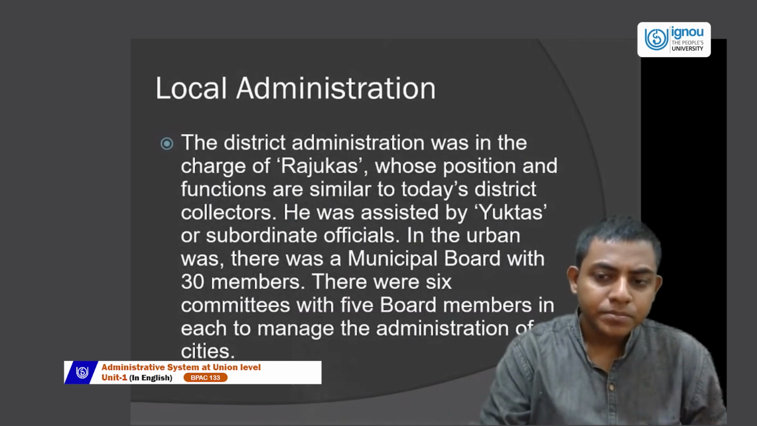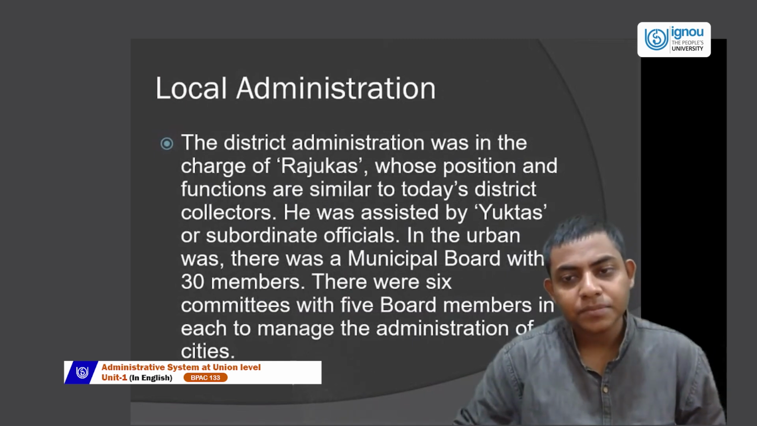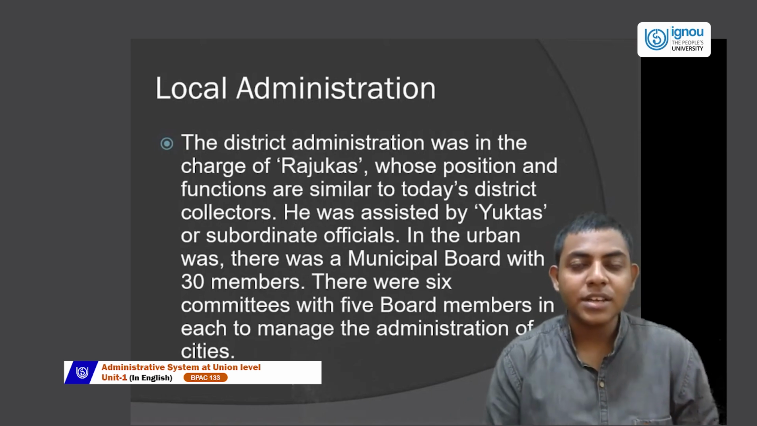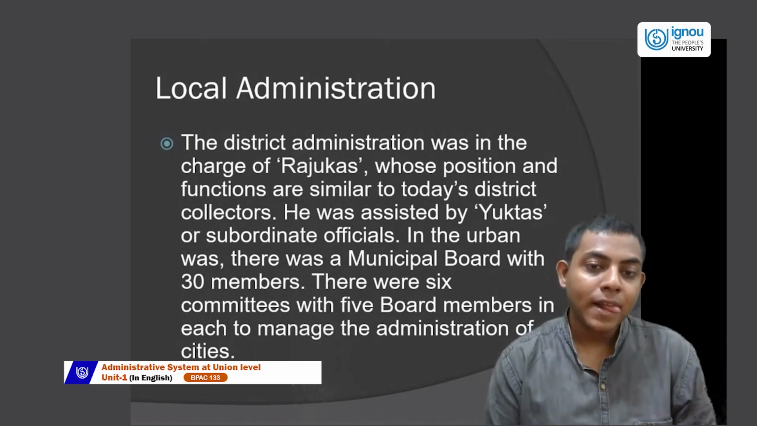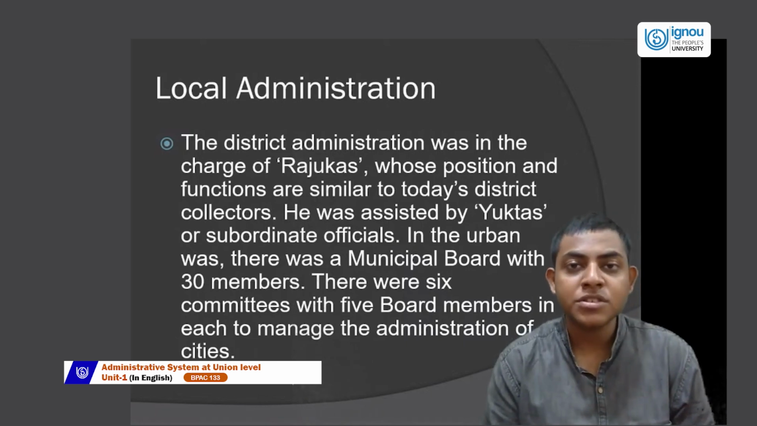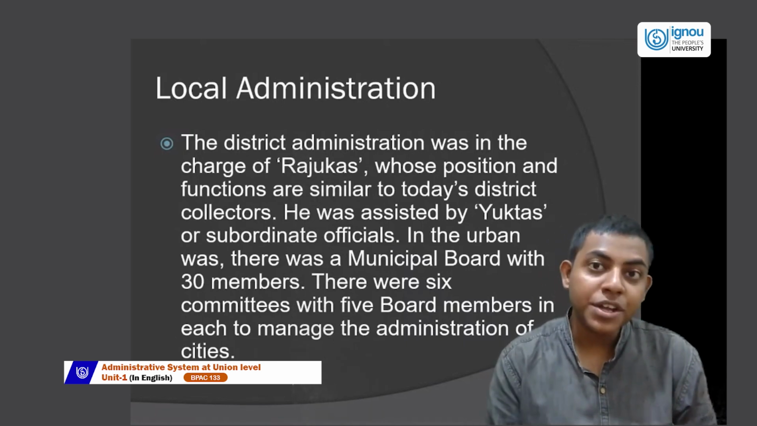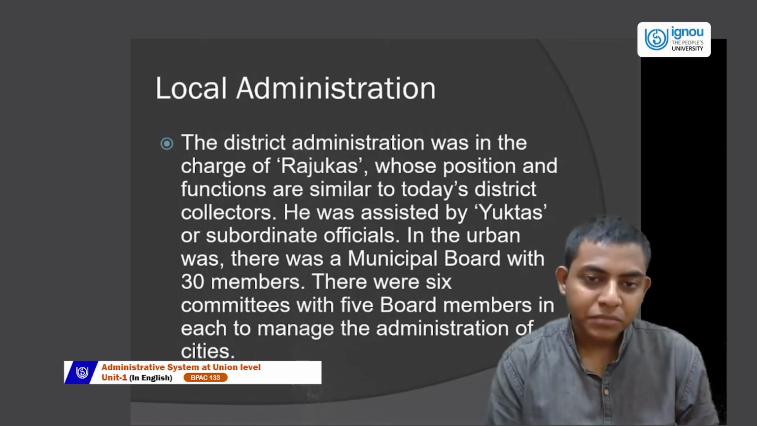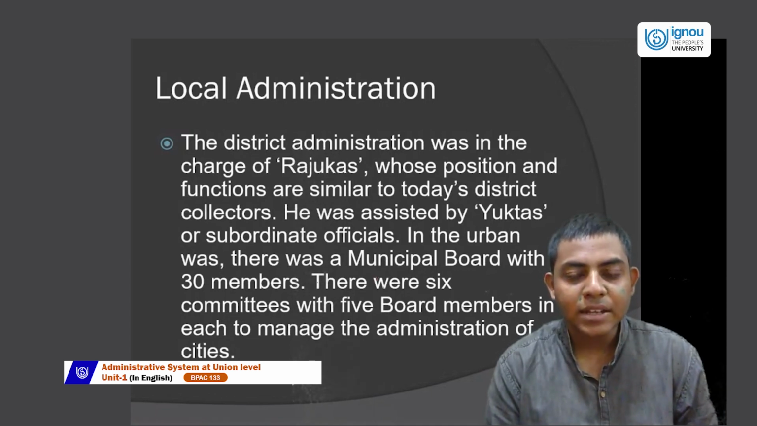Now moving on, if we see the local administration, the district administration was in the charge of the Rajukas. Those who were at the helm of the district administration were called the Rajukas, whose position and functions are similar to today's district collectors. If we trace the evolution of the institution of the district collector, we see that during the Mauryan period, the district administration was under the charge of the Rajukas, who were assisted by Yuktas or subordinate officials.